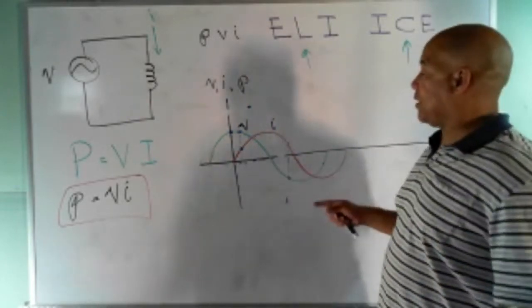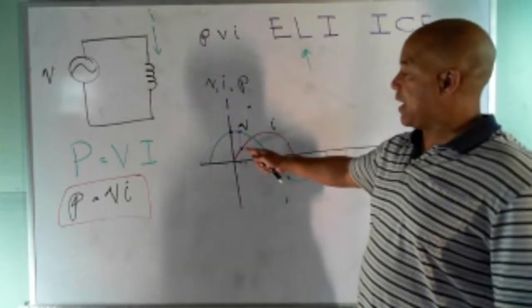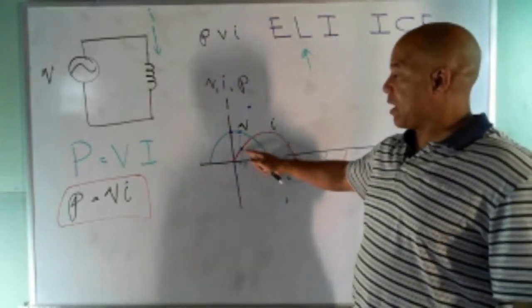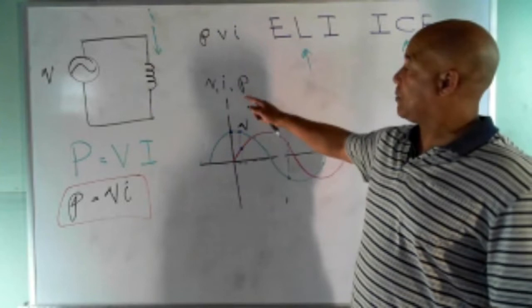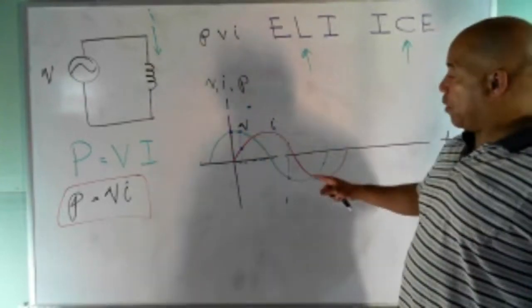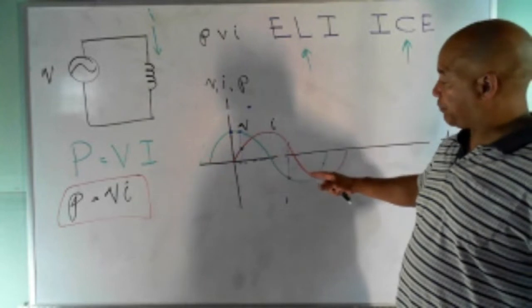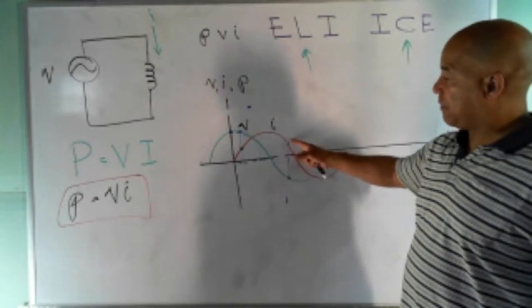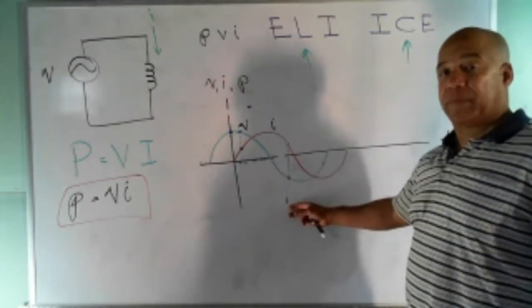I'm still multiplying a positive current times a positive voltage, which gives me positive power for a portion of the waveform. For another portion, I'm multiplying positive current times negative voltage, which gives me negative power.